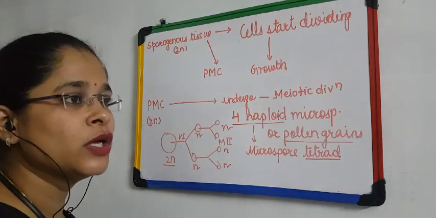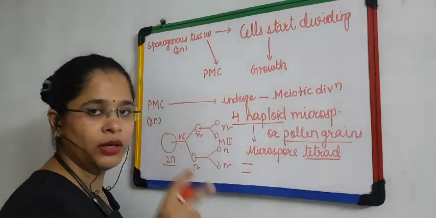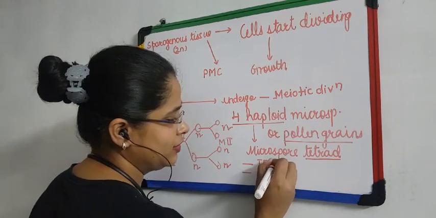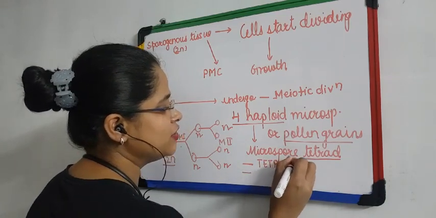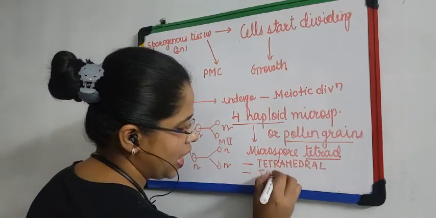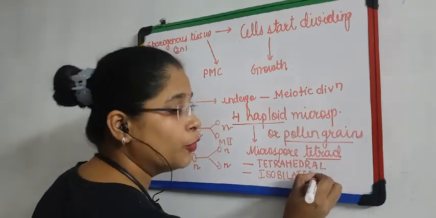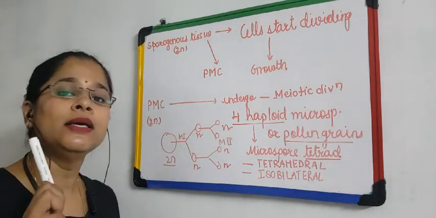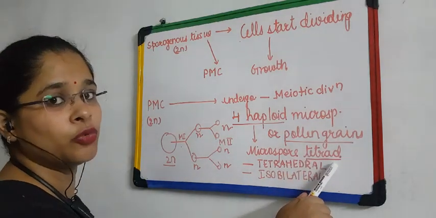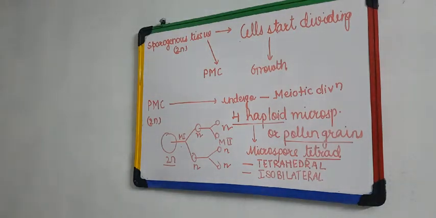These microspore tetrads or pollen grains are found mostly in 2 arrangements. The first arrangement is tetrahedral, and the second arrangement is isobilateral. I am talking about the most common arrangements seen in most of the angiospermic species. Microspore tetrads are tetrahedral and isobilateral. Am I clear with that?